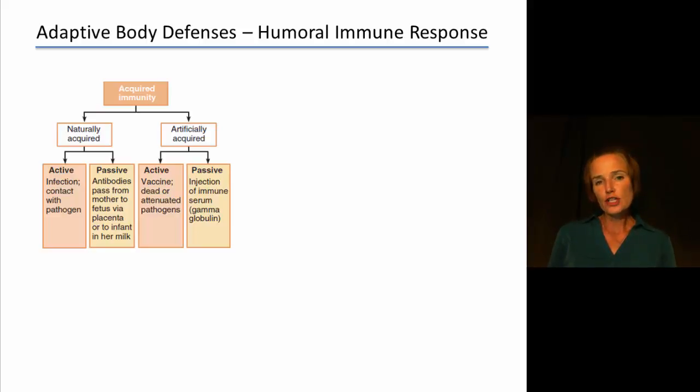We can also have artificially acquired immunity. And if we're talking about artificially acquired immunity, this is where vaccines come into play. Vaccines could be dead or attenuated pathogens. We could be exposed to those. We could also get injection of immune serum, so gamma globulin.